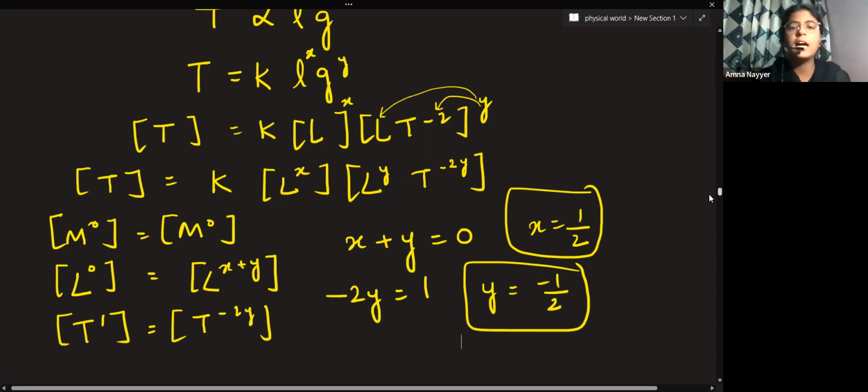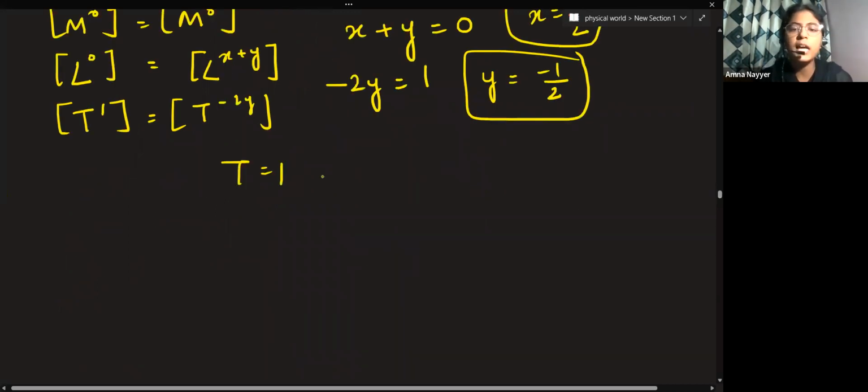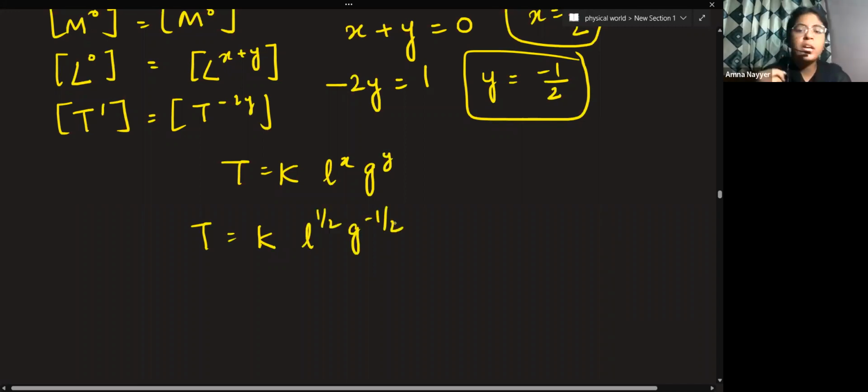You have the formula as t is equal to k, L to the power x, g to the power y. Put all the values that you're getting. This is k, L to the power half, g to the power minus half. So this is your dimensional formula. To make the power positive, put the g in the denominator. This is L to the power half, g to the power half.